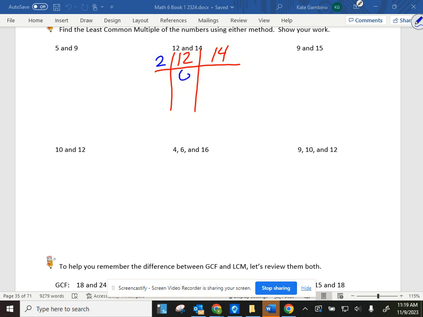12 divided by 2 is 6. 14 divided by 2 is 7. Can we pull out any more primes? Yeah. What could we pull out? 2, yeah, 6. So 6 divided by 2 is 3. 7 is a prime. Multiply your primes together. Okay?